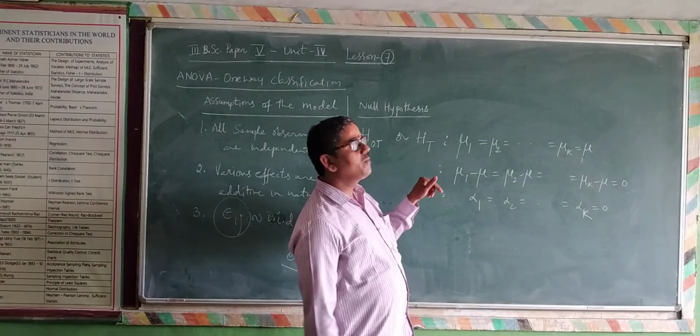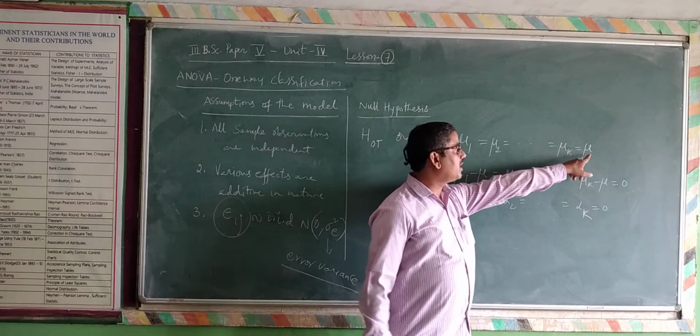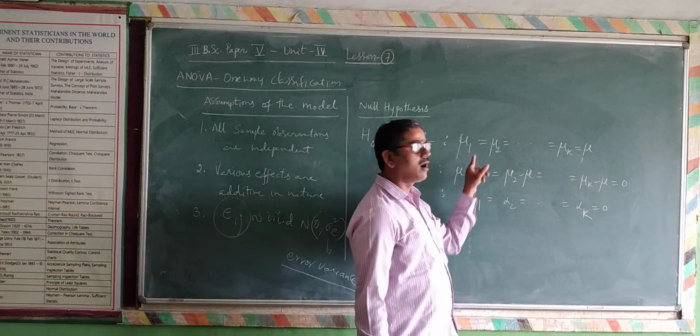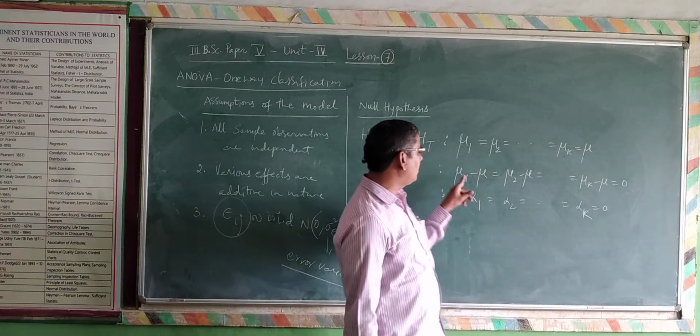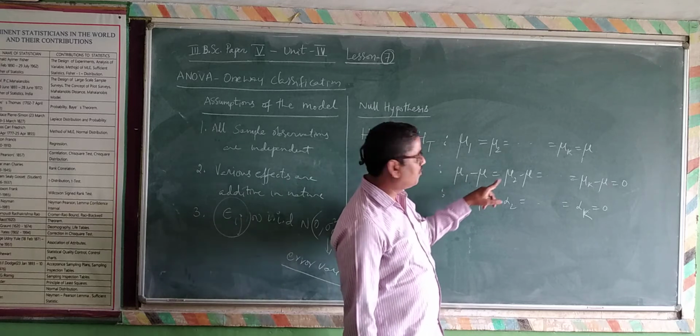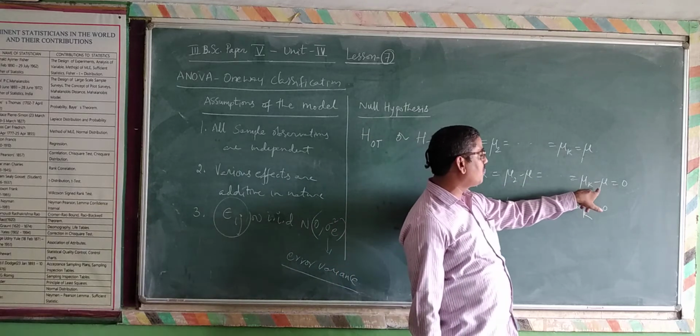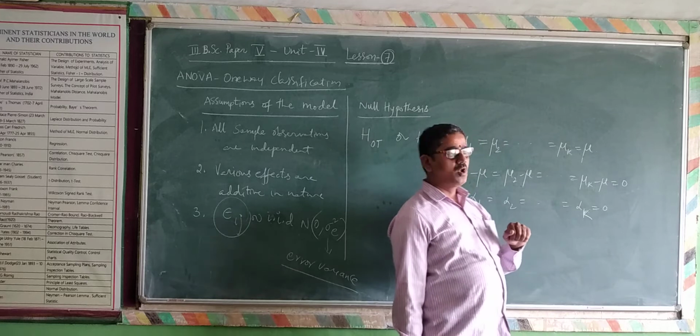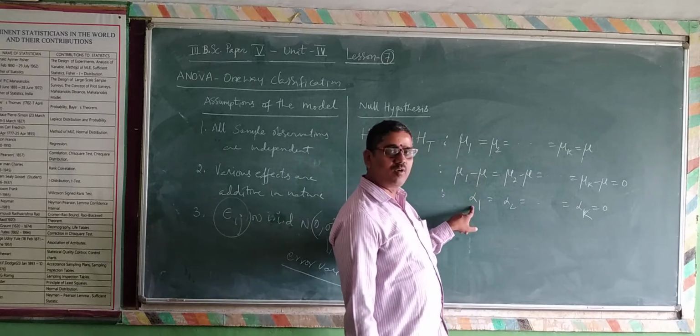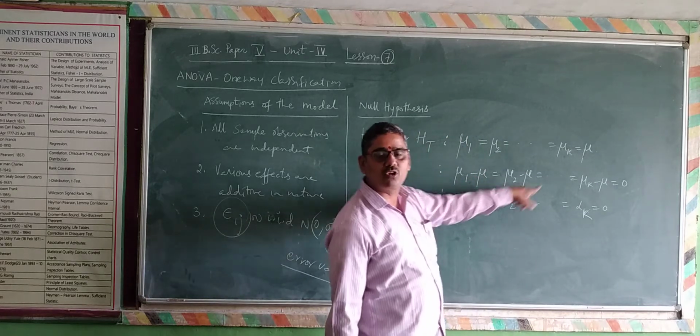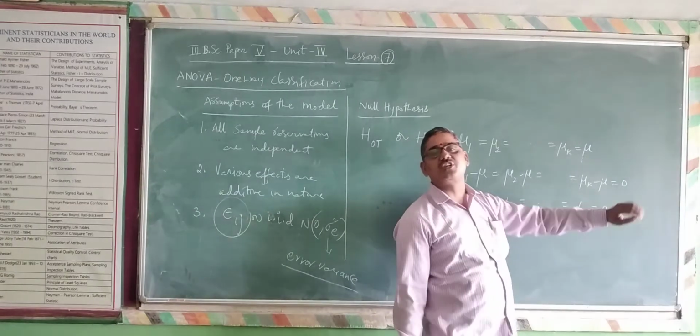That is my assumption for the null hypothesis for the treatments in the one-way classified data. In which I have taken mu to the left hand side for all the terms, mu1, mu2, mu-k, then it will be mu1 minus mu, mu2 minus mu, and so on, mu-k minus mu is equal to 0. Whereas mu1 minus mu is alpha 1, mu2 minus mu is alpha 2, and so on, mu-k minus mu is alpha k, is equal to 0.